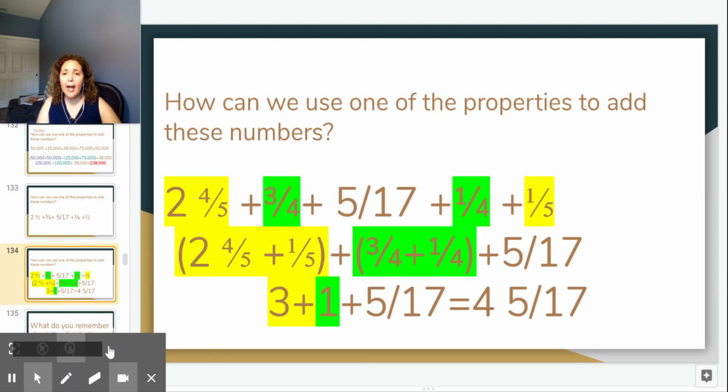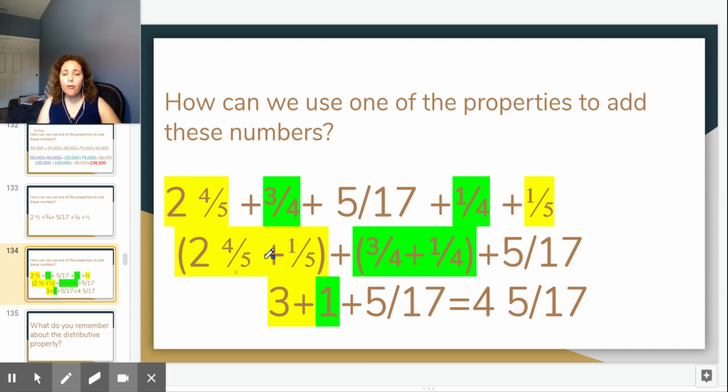Okay, so I grouped like denominators, right? So I saw 2 and 4/5, and then I saw the 1/5. I grouped those two together. Then I saw the fourths. So I grouped those together, the 3/4 plus the 1/4, and I left my 5/7. So I used my associative property to group these.